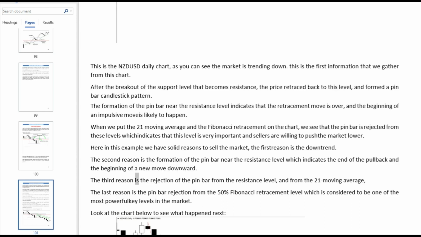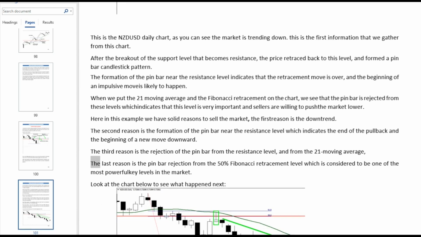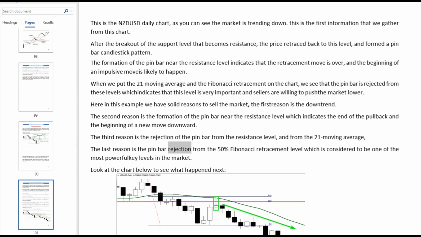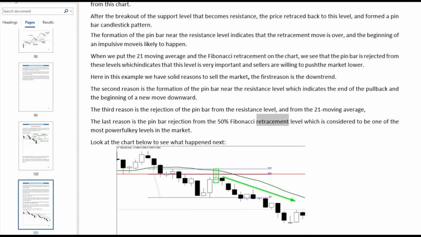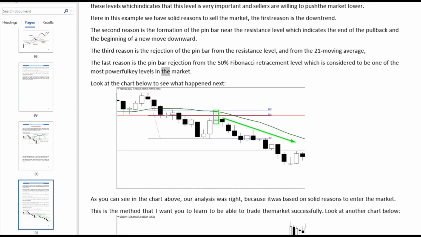The third reason is the rejection of the pin bar from the resistance level and from the 21 moving average. The last reason is the pin bar rejection from the 50% Fibonacci retracement level, which is considered to be one of the most powerful key levels in the market. Look at the chart below to see what happened next.